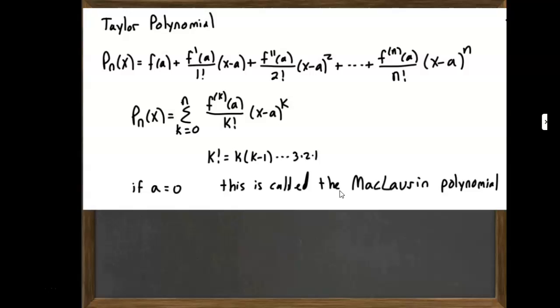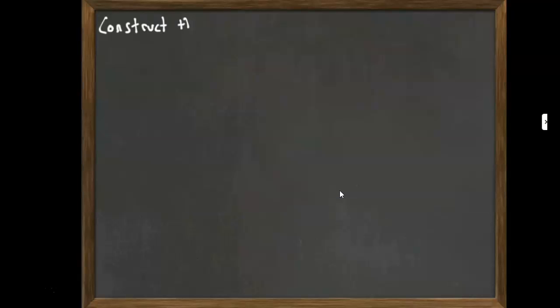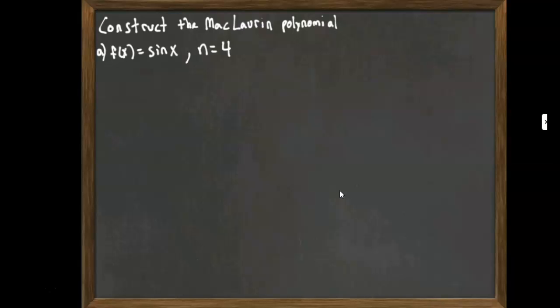So we're going to talk a little bit about some Taylor polynomials now for any size n we want. First, let's say we want to construct the Maclaurin polynomial, so that's the pivot point of 0, for f of x equals sine of x. We want to do the fourth degree polynomial for that. To do that, we need to talk about the first four derivatives of sine, and then we're going to evaluate those at x equals 0 because we're doing a Maclaurin polynomial.